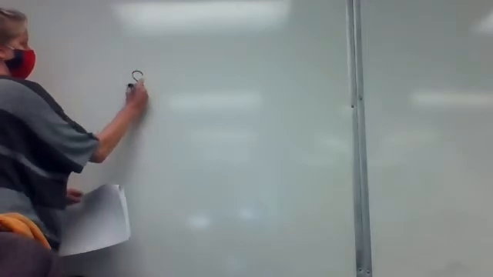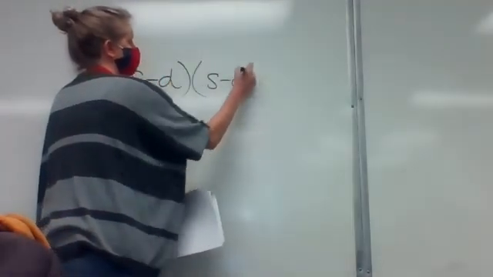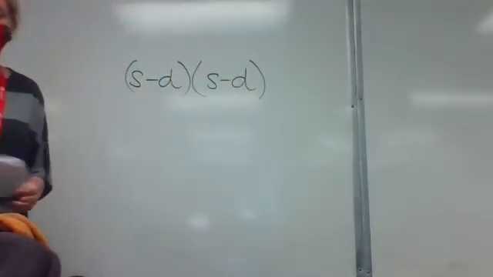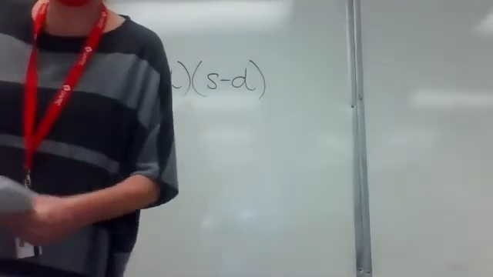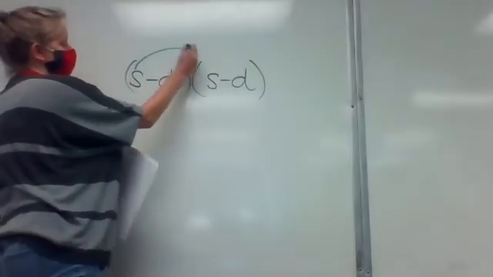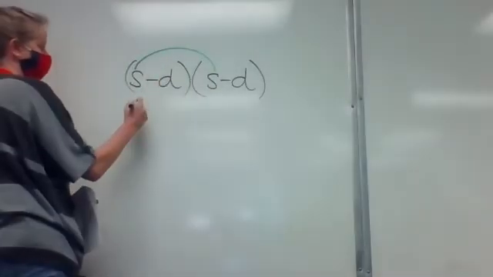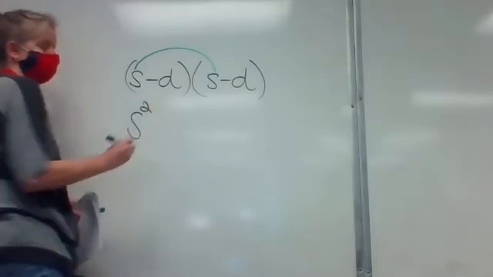Number 21 says S minus D times S minus D. So I'm going to do first, outer, inner, last. So my first would be first term in the first parentheses times first term in the second. So S times S gives me S squared.